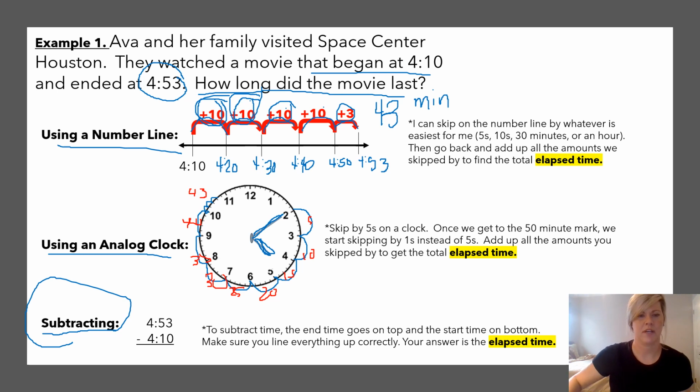Okay, and the last one, subtracting. So I start by putting the end time on the top, obviously because the numbers are bigger. So we want that on top, the end time, and then we can subtract just like normal by lining up the digits. 3 minus 0 is 3. 5 minus 1 is 4. In the hours, 4 minus 4 would just be 0, so we would say 43 minutes.